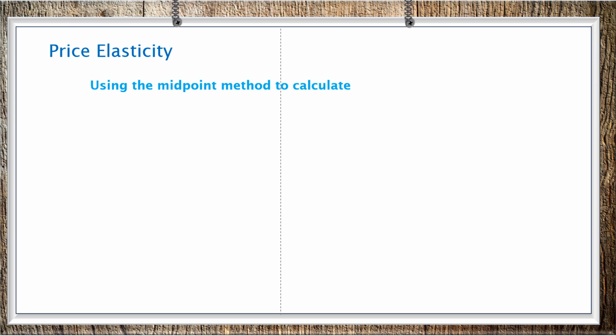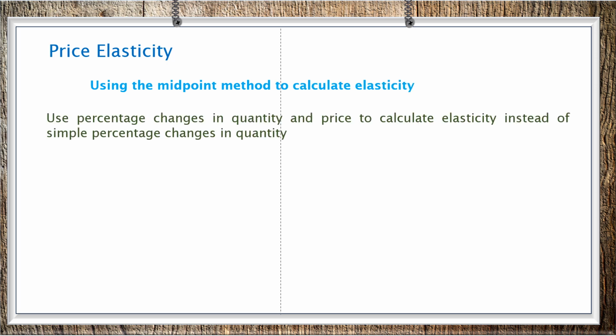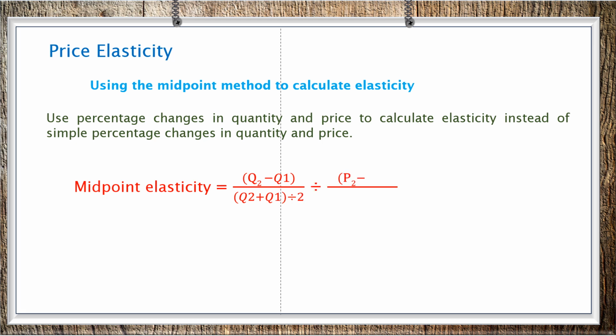Our first one is the midpoint method. This one uses percentage changes in quantity and price to calculate elasticity. One advantage of the midpoint method is that we can get the same elasticity between 2 points, whether there is a price increase or decrease. This is because the formula uses the same base for both cases, that is in the decrease of price or increase of price. This method is sometimes called the arc elasticity.